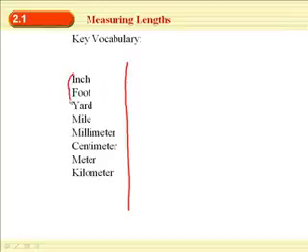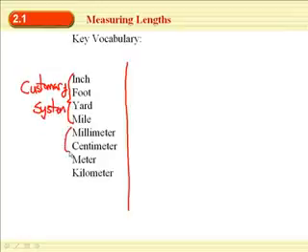So all of these right here come from the customary system, which is the system that we use in the United States. These down here come from the metric system. We do use the metric system a little bit, but the metric system is used more worldwide, and scientists use the metric system a lot, and the customary system is still used by us.